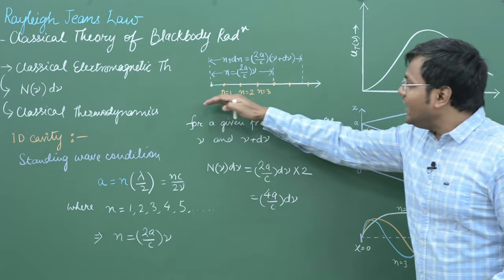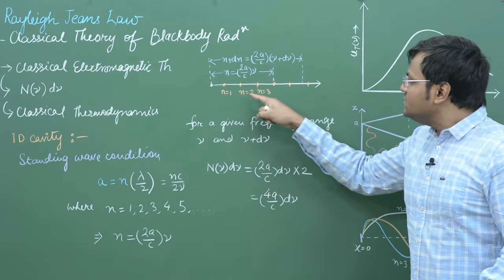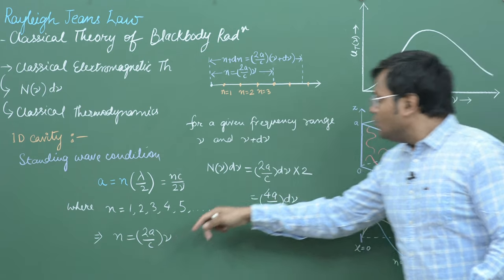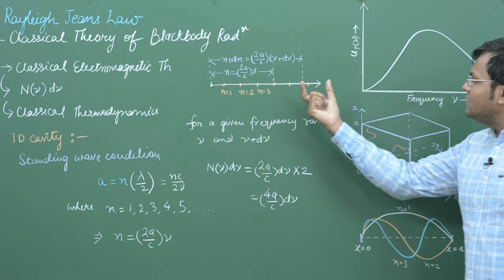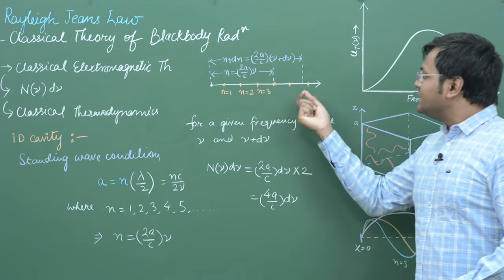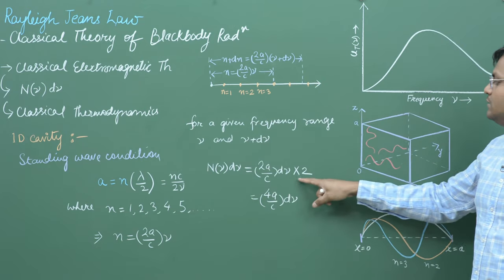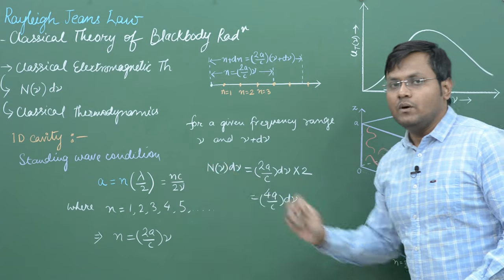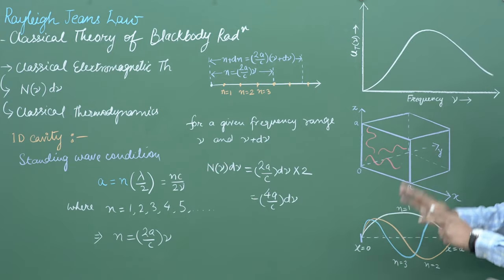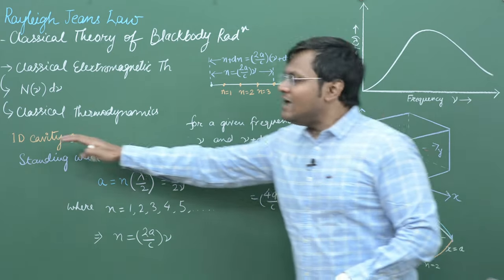And then by drawing an axis for these integers, the allowed numbers n, we are trying to look at an interval and trying to find out the number of these points possible in that interval, multiplied by 2 to get the actual number of waves. We are going to follow a similar approach for a three-dimensional cavity.